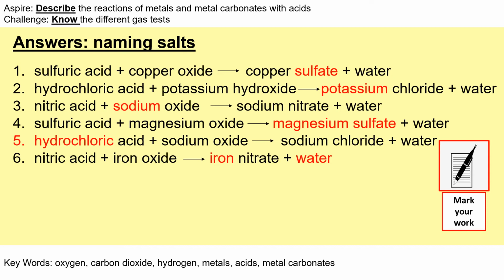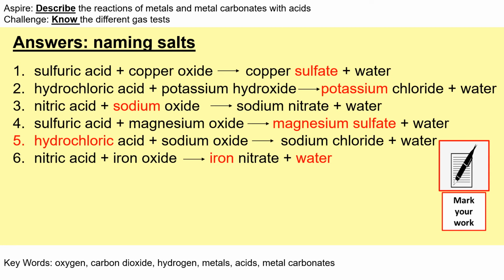Okay guys, let's go through the answers then. Please get a pen so that you can mark them. Question number 1, sulfuric acid plus copper oxide will give us copper sulfate plus water. Obviously we've got sulfuric acid there, so that will give us a sulfate salt, where the second word comes from, and the word copper comes from the first word of the base, which is copper oxide. Next one, hydrochloric acid plus potassium hydroxide will give us potassium chloride plus water. Again, the chloride part comes from the hydrochloric acid and the potassium comes from the potassium hydroxide.